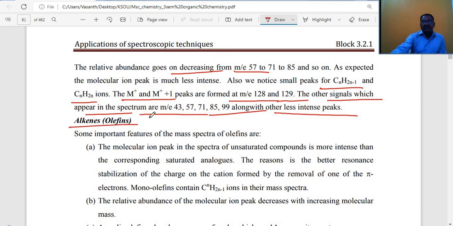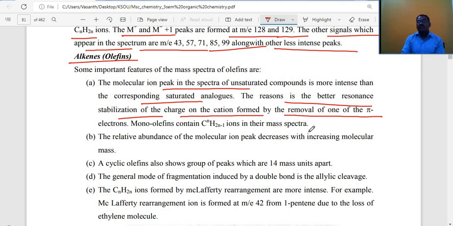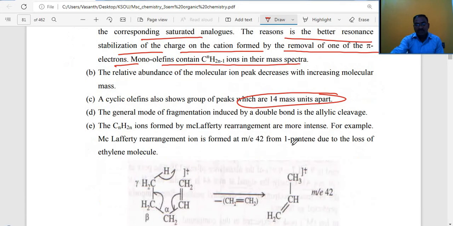Next molecule we are going to take is alkenes. In alkenes, the molecular ion peak in the spectra of unsaturated compounds is more intense than the corresponding saturated homologues. The reason is the better resonance stabilization of the charge on the cation formed by the removal of one of the pi electrons. The monoolefins contain CnH2n-1 ions in their mass spectra, which are also 14 mass units apart due to breaking.